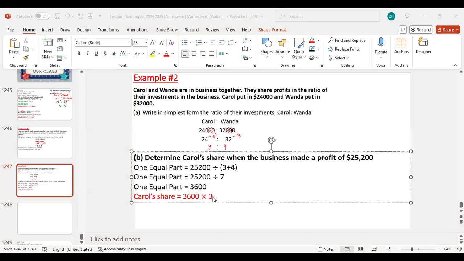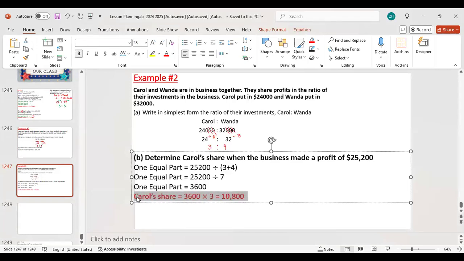Okay. So 3,600 multiplied by 3 is what? 10,800. 3,600 multiplied by 3 is going to be 10,800. That is Carol's share.